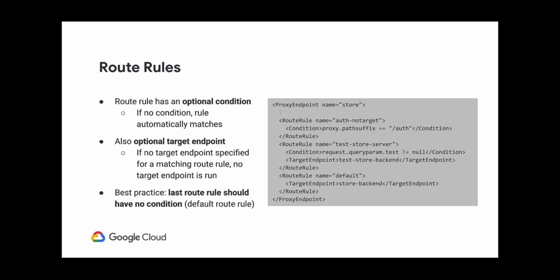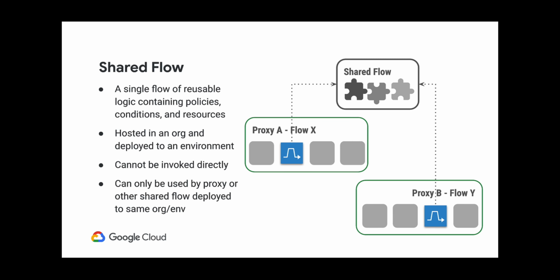So key thing to remember about routing rules is that they have an optional condition. If no condition is specified, the rule automatically matches. They also have an optional target endpoint specified. So if a matching rule doesn't specify a target endpoint, the execution continues with the proxy endpoint response. So always the best practice is to have a last route rule with no condition. So this acts like a default route.